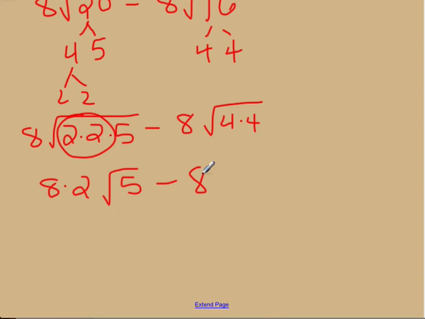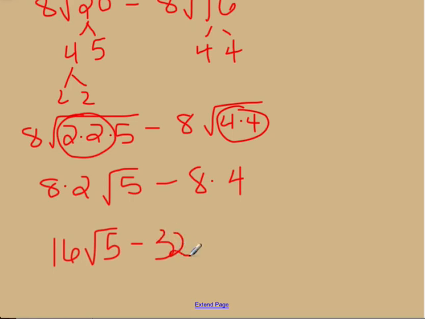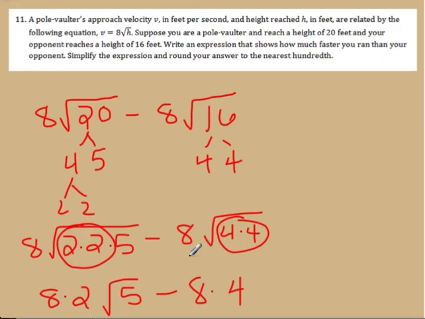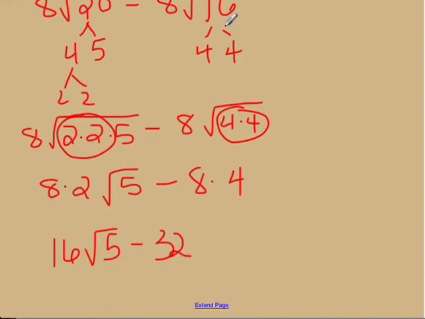Minus 8 times the square root of 4. Since they're both pairs, it's just going to end up being 4. So then I can go ahead and multiply these out. So I get 16 square root of 5 minus 32. And then we want to take a look at what our label is for the velocity. And it gives us that the velocity is in feet per second. So when we go down here, I'm just going to label it feet per second.